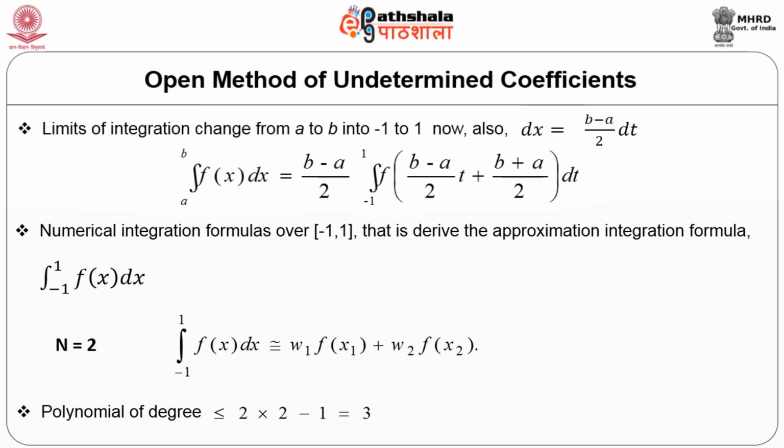Our case is now n equal to 2. So, we want the formula of the type integral from minus 1 to 1 of f(x) dx equal to w1 f(x1) plus w2 f at the point x2. x1, x2 are abscissas which are unknown and w1, w2 are weights which are also unknown. There are 4 unknowns, we need 4 conditions to solve them. So, we assume that this formula gives correct result when f(x) is a polynomial of degree less than or equal to 2 into 2 minus 1, that is 3.